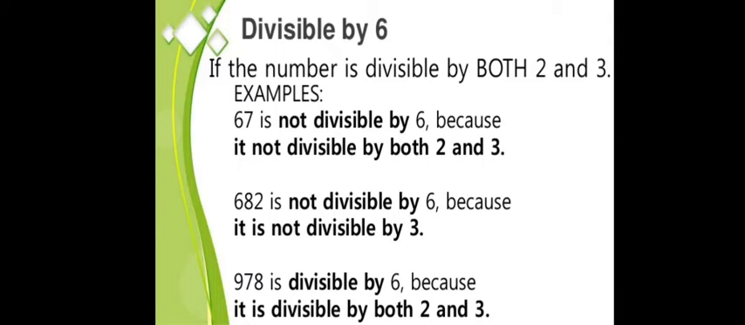See the second number, 682. The ending number is 2. So the number is divisible by number 2. Let's check for number 3. It is not divisible by number 3 because when you are adding the digits, it is not divisible by 3. So the number is not divisible by 6. So for the divisibility rule of 6, the number must be divisible by both 2 and 3.